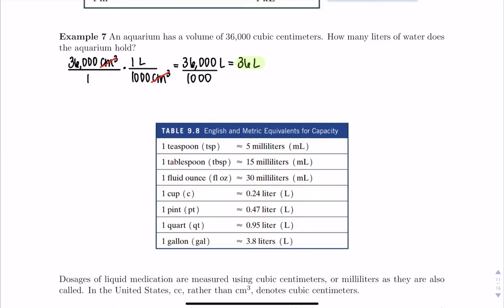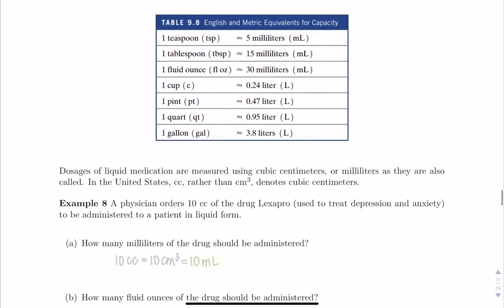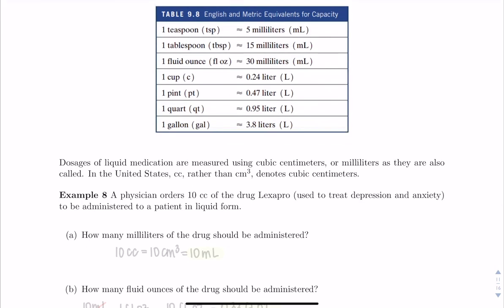Dosages of liquid medication are measured using cubic centimeters or milliliters, as they are also called. In the United States, cc denotes cubic centimeters. So cc and cm cubed are the same thing. And so a physician orders 10 cc's of the drug Lexapro, used to treat depression and anxiety, to be administered to a patient in liquid form. How many milliliters of the drug should be administered?